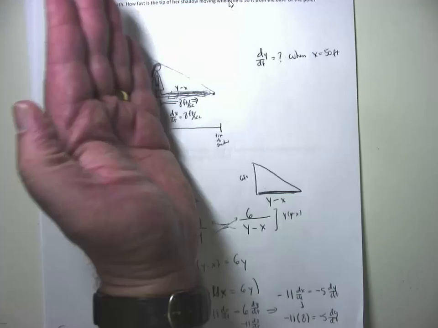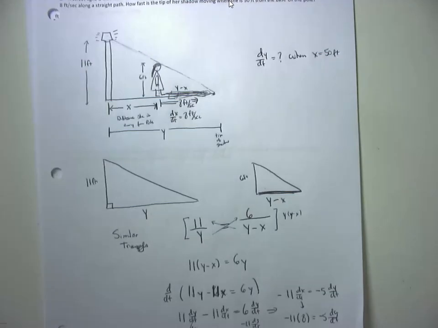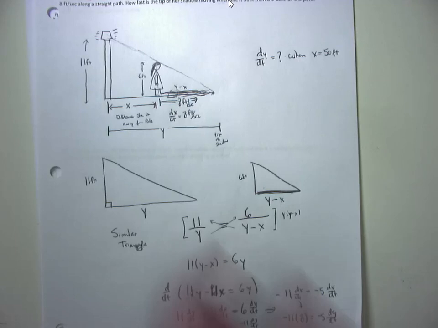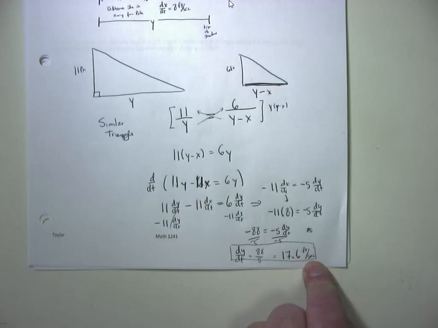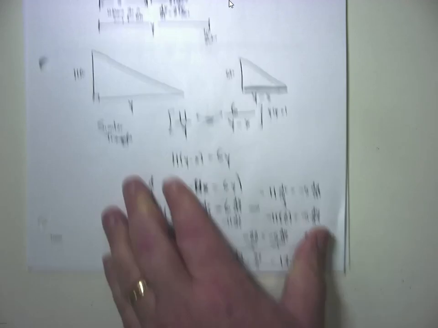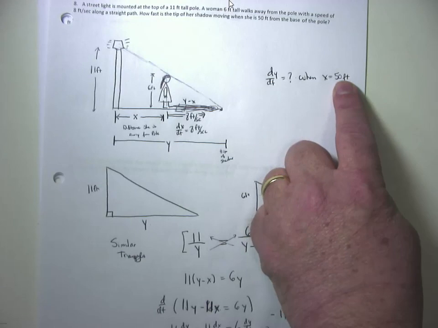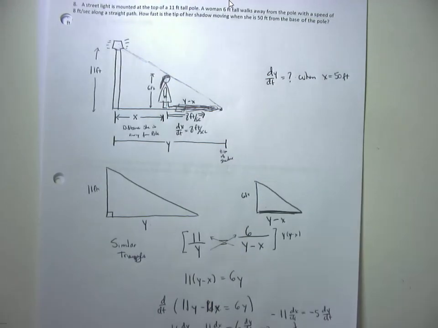Because she's walking away at a constant rate, the tip of her shadow is moving at a constant rate. So regardless if she's 50 feet away from the pole or 2 feet away from the pole, the tip of her shadow is moving at a constant 17.6 feet per second. Does that make sense? So I didn't need to plug in 50 because after I took my derivatives, all the x's went away and turned into dx dt's, which happened to be equal to 8.